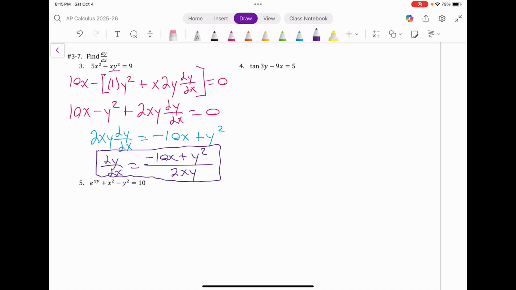All right, let's look at number 4. We're going to take the derivative of both sides with respect to x. So the derivative of tangent of 3y would be secant squared of 3y, and then chain rule, because 3y is inside tangent, so times 3 dy/dx, because anytime we have a y and we're taking the derivative of it, dy/dx has to be there. The derivative of minus 9x is minus 9, and then the derivative of 5 is 0.